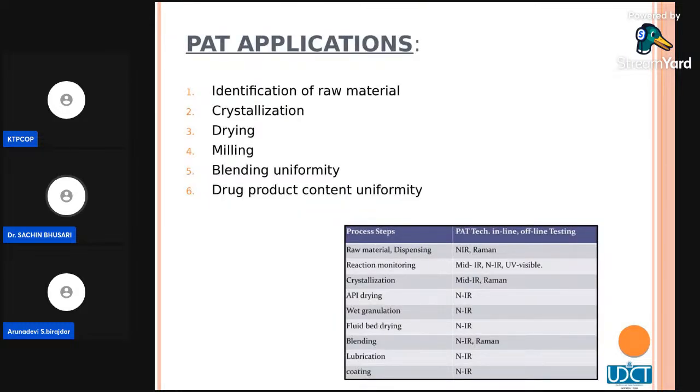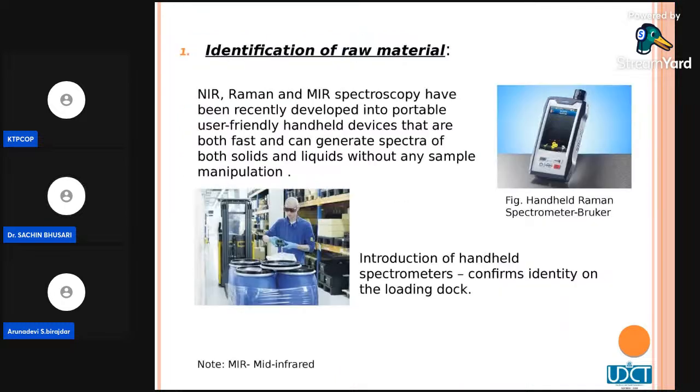Now, what are the PAT applications? Identification of raw material, crystallization, drying, milling, blending, drug product content uniformity. This is one of the classical graphs which will help you. If you want to analyze raw material dispensing, NIR and Raman tools are there. For reaction monitoring, mid-IR, NIR, and UV-visible are there. For crystallization, mid-IR and Raman. For drying and wet granulation, NIR. See the classical way of using the equipment for PAT. It is NIR which has a major role.